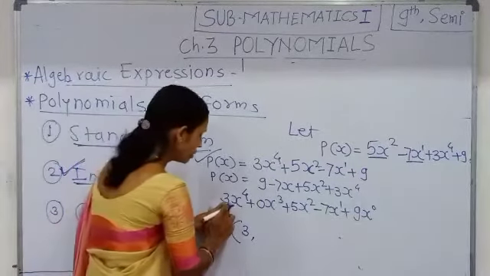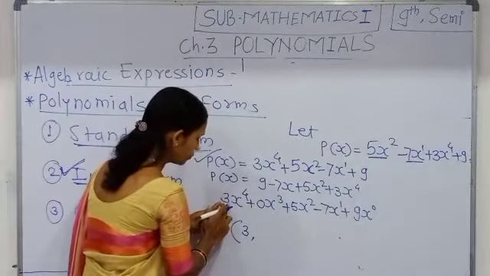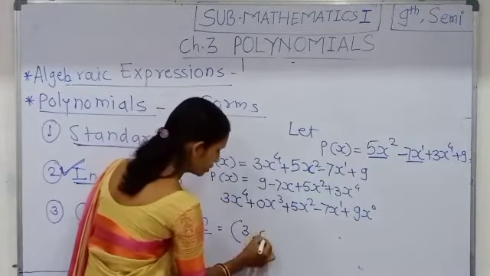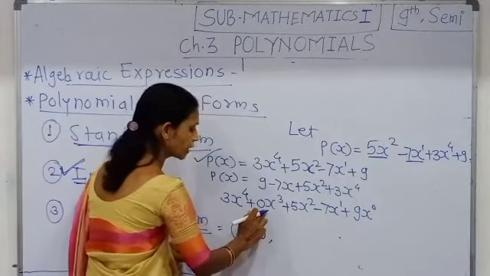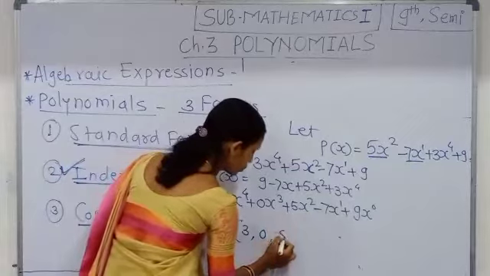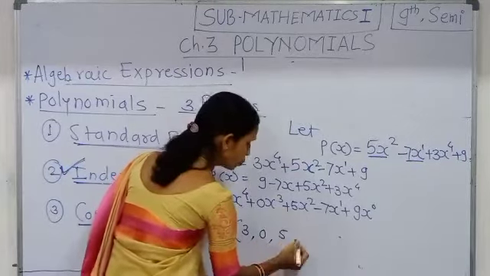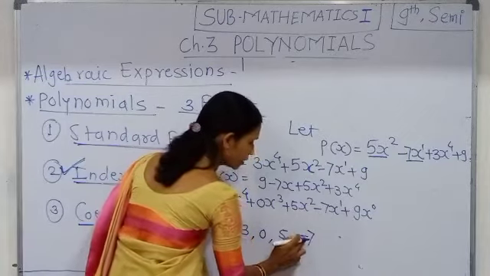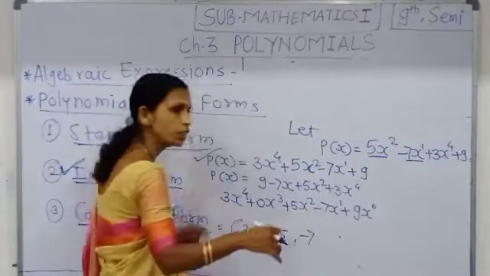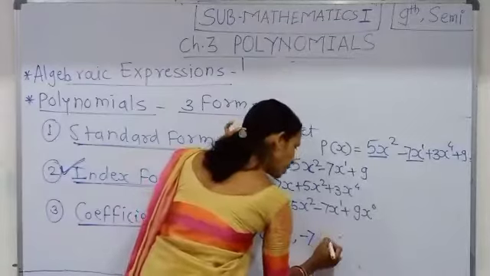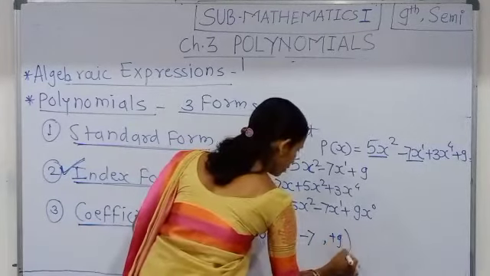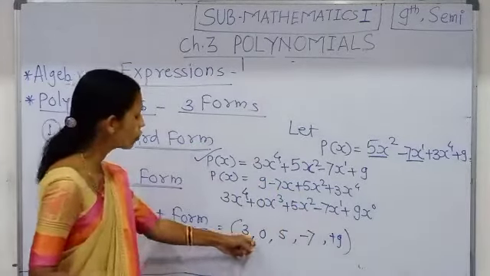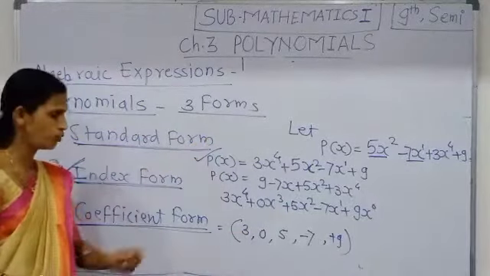Therefore, see here, the coefficient of the first term is 3. The coefficient of the second term is 0. The coefficient of the third term is plus 5. The coefficient of the next term is minus 7. See here, we have to write the coefficient with its sign. Then plus 9. That is the coefficient form of the given polynomial.